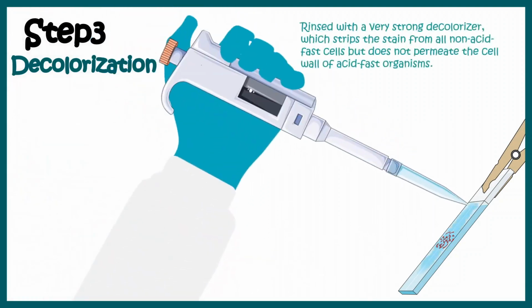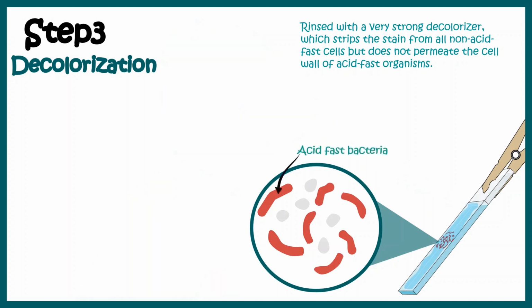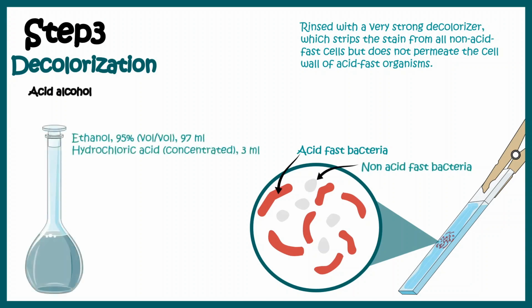After applying this decolorization agent, the bacteria which are non-acid-fast cannot retain the carbol-fuchsin stain. This decolorizing agent is very strong, and it contains ethanol and hydrochloric acid. So it wipes out all the staining from the non-acid-fast organisms. Remember, the acid-fast bacteria have a very rigid, impermeable cell wall, so this decolorizing agent cannot wipe out the stain from them. So by the end of this step, the acid-fast bacteria retain their red staining, whereas the non-acid-fast bacteria fail to retain their carbol-fuchsin stain.